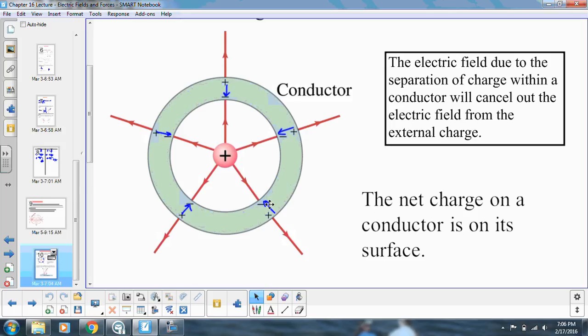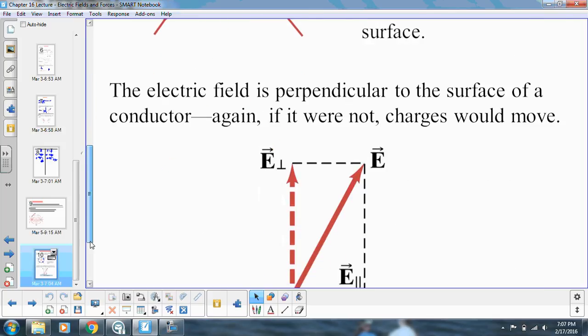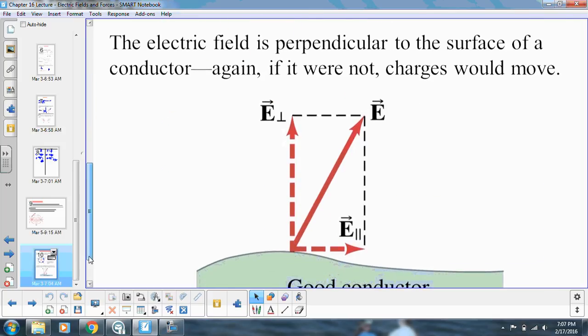And these charges will move until they have a separation. So the separation of these two charges is creating its own electric field. And that electric field vector, this little blue one, cancels out the red one. And so the net electric field within the conductor is 0. Pretty fun, huh? I know. All right, one more thing.